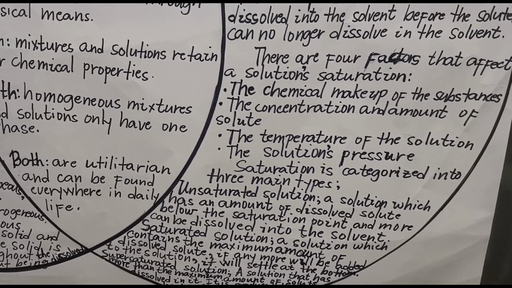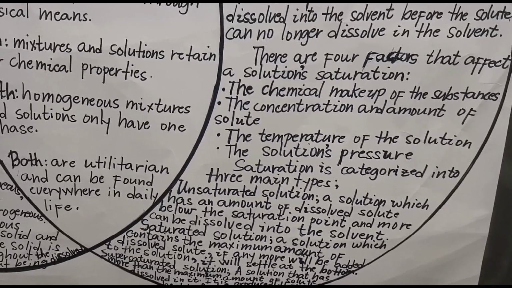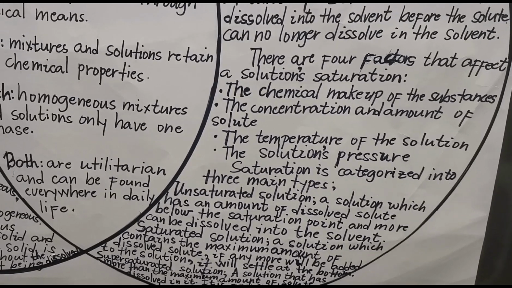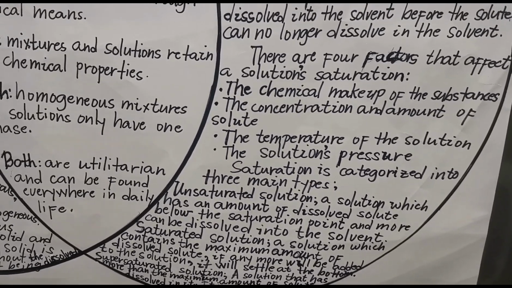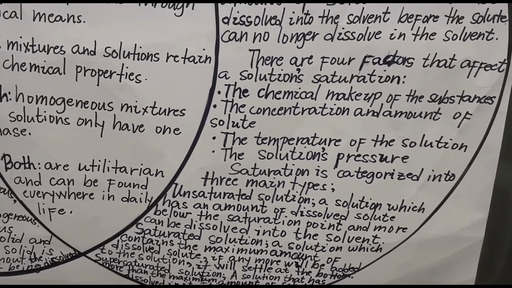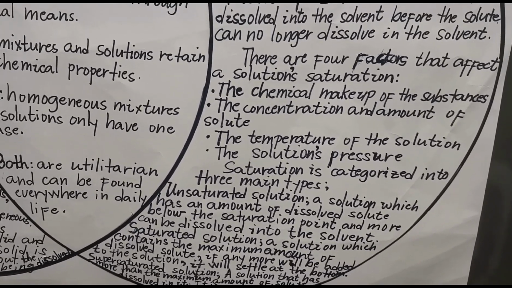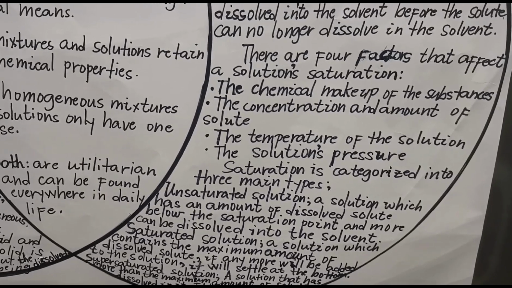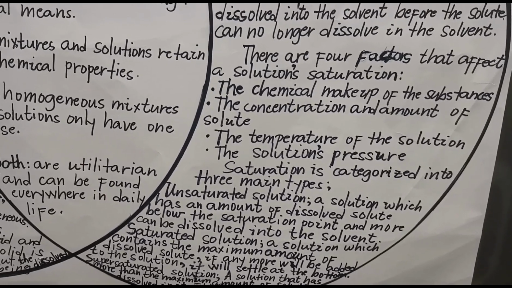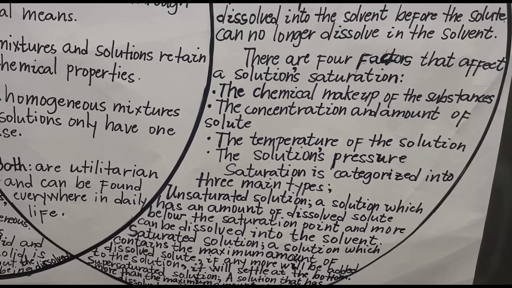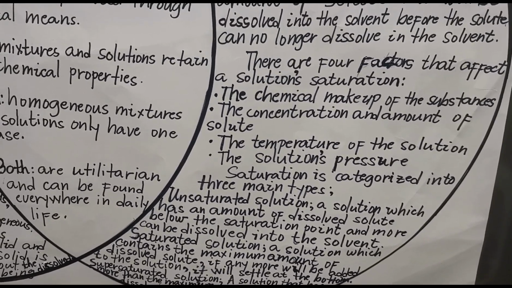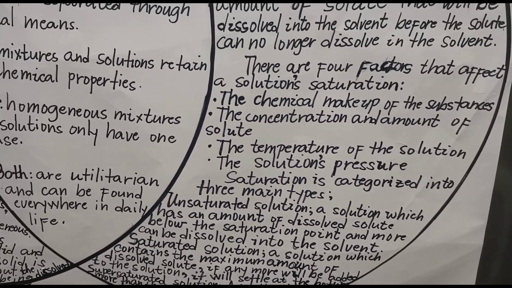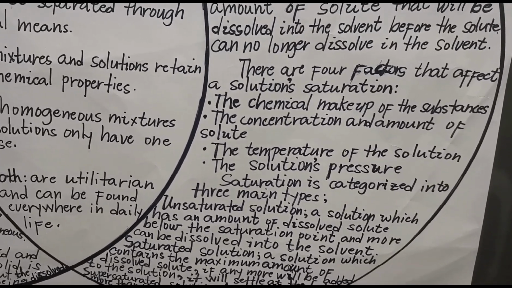Saturation is also separated into three main types. Unsaturated solution, which is the first type of saturation, as shown in my Venn diagram. It is a solution which has dissolved an amount of solute below the saturation point, and more can be dissolved into the solvent. Let's move on to the next type of saturation, which is the saturated solution.